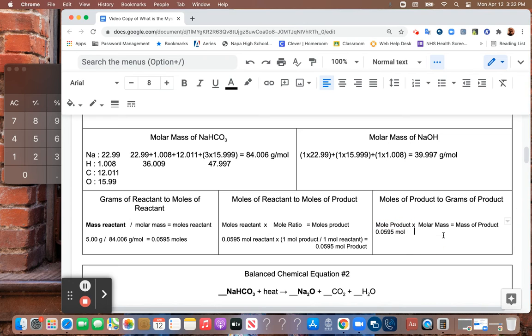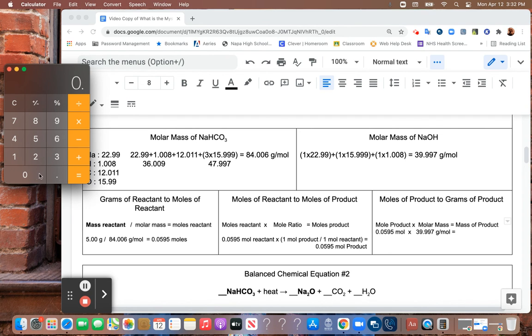Well, if my molar mass is 39.997 grams per mole, a mole is a box. I'm saying, hey, if I got 0.05 boxes and it's 40 grams per box, how many grams do I have? Well, I'm going to take my number of boxes, multiply that by the mass for one box, and that's going to tell me my answer. What is my answer?